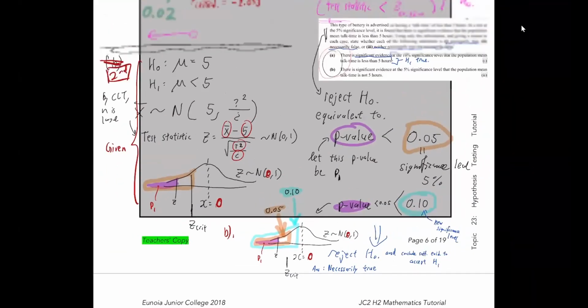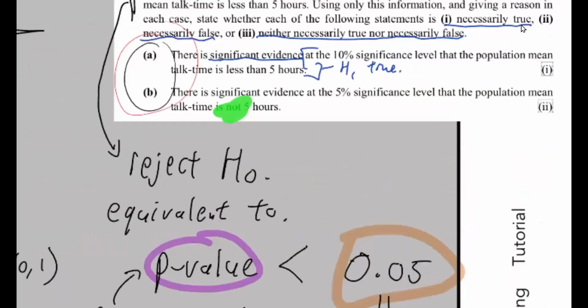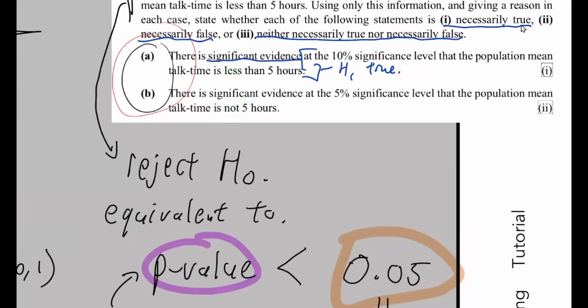The next claim, you want to determine whether this is confirmed true, confirmed false, or don't know. Part B says there is significant evidence at the 5% significance level that the population mean talk time is not 5 hours. What does not 5 hours refer to? Compare it with less than. What tail test? Two-tail. Two-tail test, exactly. You need to do a two-tail test.